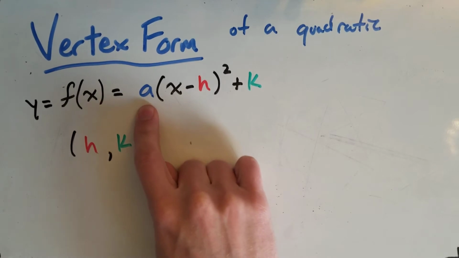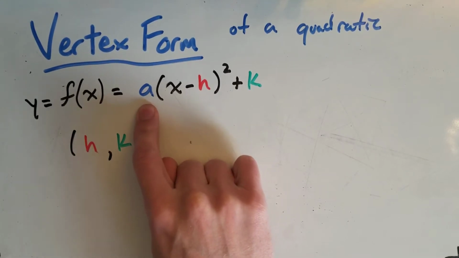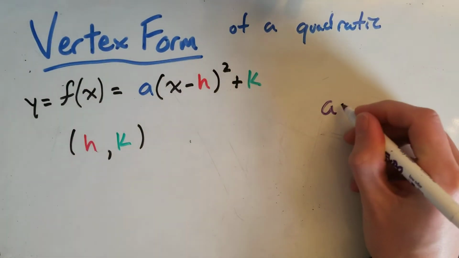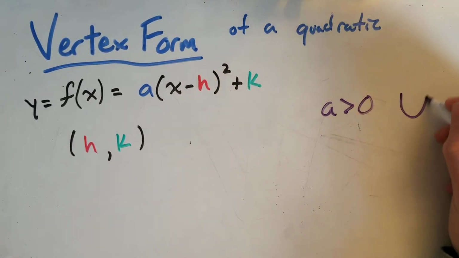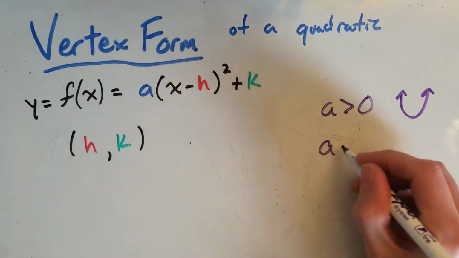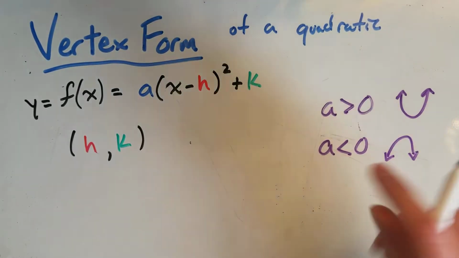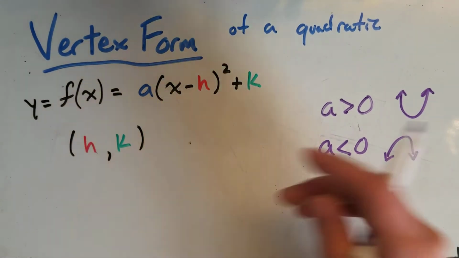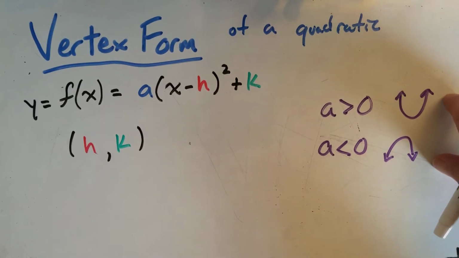The a in front is going to tell you a few things about the parabola. Depending on the sign, if a is greater than 0, then you're going to open upward. And if a is less than 0, then you're going to open downward. So if it's negative, you're going to open downward. Just like the a in our standard form, it's going to indicate if you open upward or downward.